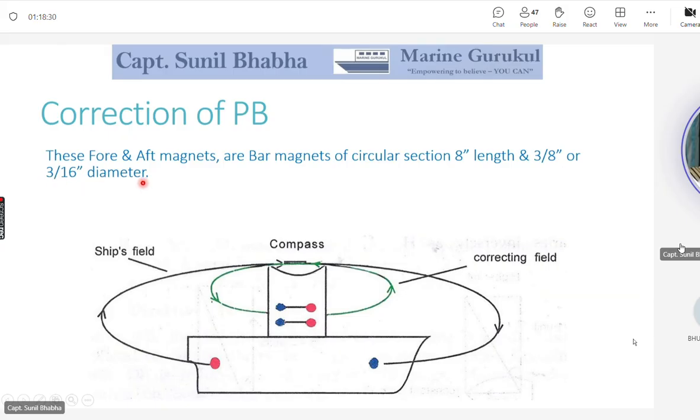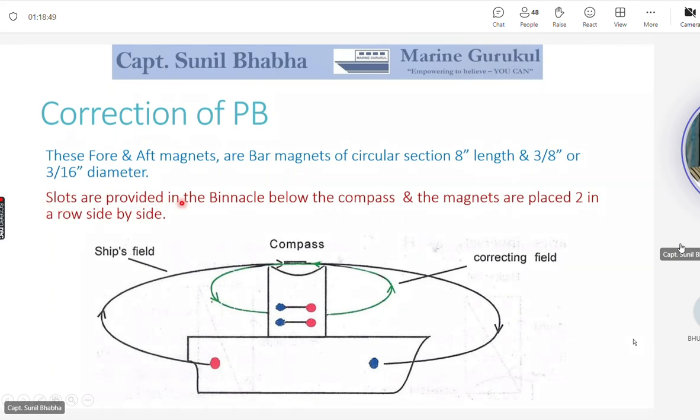The size is decided by the compass adjuster. Once the ship is constructed and it goes out for sea trials, the compass adjuster checks the magnetism of the ship and decides whether he wants a thicker corrector or a thin corrector magnet.